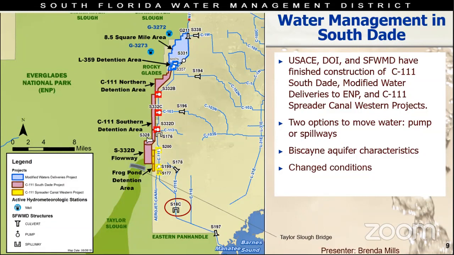But these features were conceived of in the early 1990s, given the 2.5-mile boundary between the park and the developed and agricultural areas on the other side of the canal. And the characteristics of the Biscayne aquifer that underlies it, specifically its tremendous transmissivity, and changes in the South Dade system, maybe now is the time to revisit how we manage water in South Dade. Next slide.